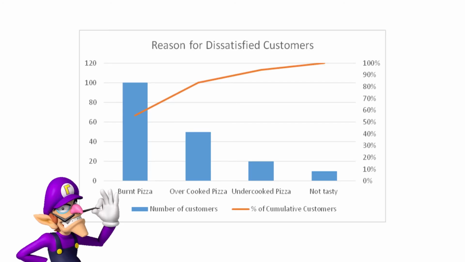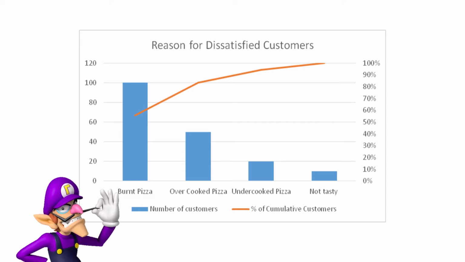Don't worry, Mario. I can't let that idiot Luigi win. Let's have a look at your current processes and how we can apply Lean Six Sigma to improve them. Let's do some analysis as to why the customers aren't happy. The Pareto analysis shows that the main cause is burnt and overcooked pizzas.